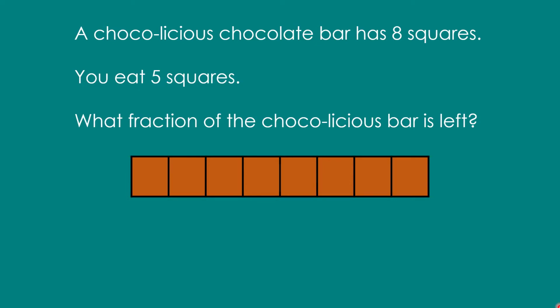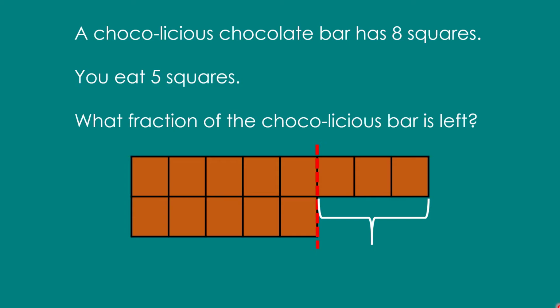You eat 5 squares. How could you show that? I'm going to show it like this. That's what I ate. That works because if I eat these, what I'm left with is what's left of the original bar. We call that the difference. The gap is the difference between the two numbers. So I'm using the difference model here to solve the problem. I want to find what that gap is.